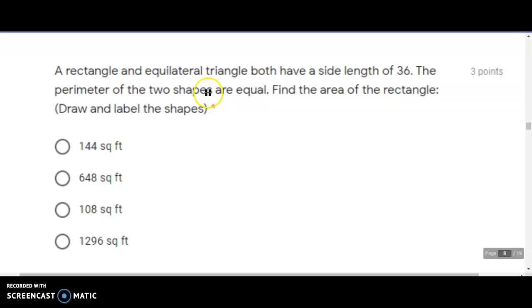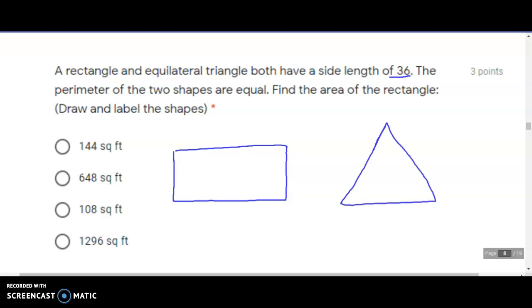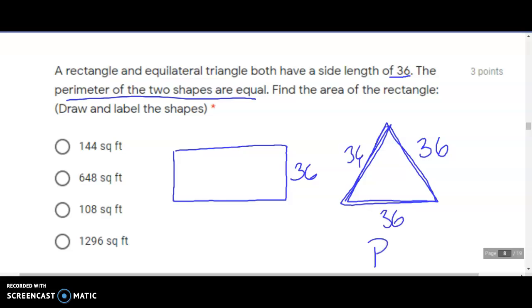All right. A rectangle and equilateral triangle both have the side length of 36. So it's important to draw both of these. So we have a rectangle and we have an equilateral triangle, and they both have a side length of 36. The perimeter of the two shapes are equal. Well, the key here is an equilateral triangle. If this is 36 and this is 36 and this is 36, so this has a perimeter of 108.